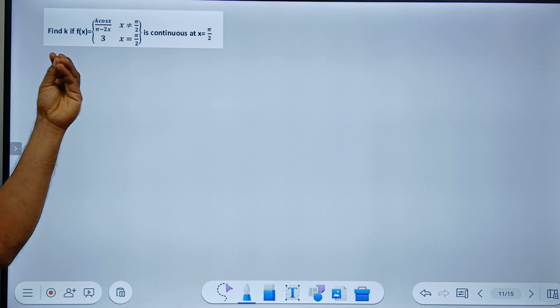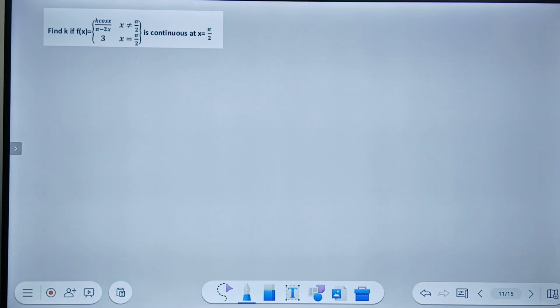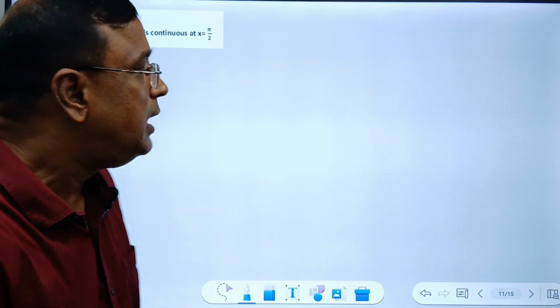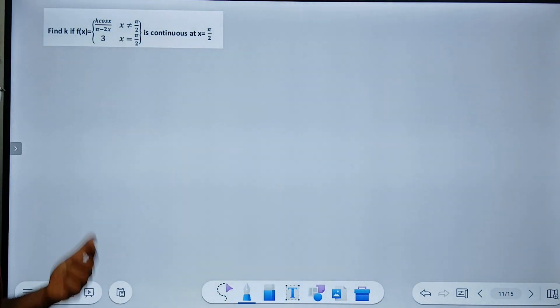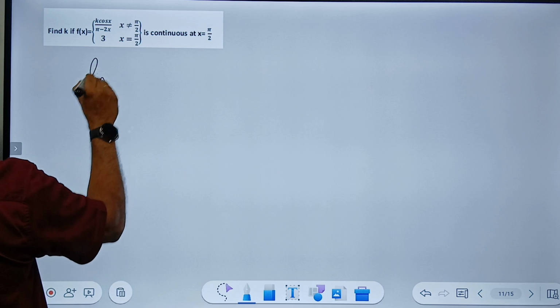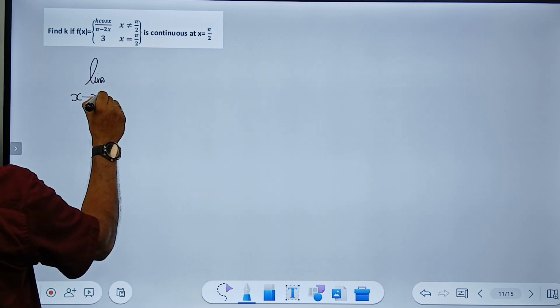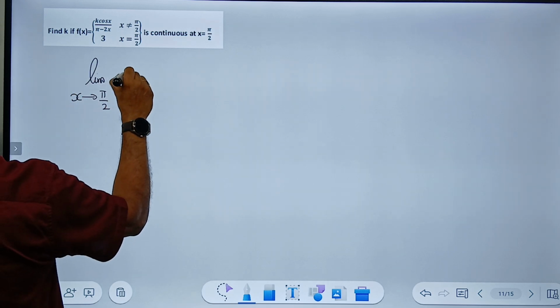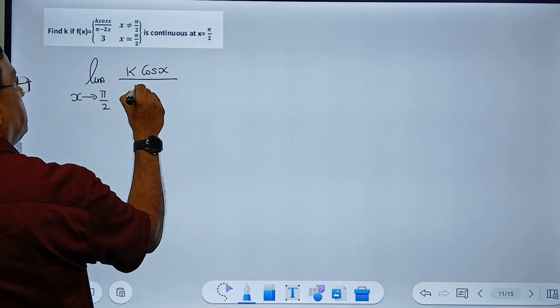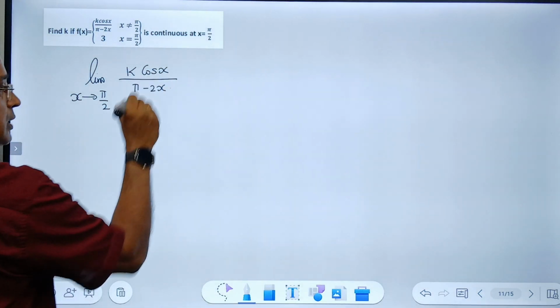Very simple NCERT question. Find the value of k if the function is continuous at x is equal to pi by 2. Very, very simple. Should I use LHL and RHL? The answer is definitely no, because to the left side of pi by 2 and to the right side of pi by 2 I have the same function. Therefore, how do I evaluate the limit? Limit x approaches pi by 2, k into cos x divided by pi minus 2x, correct?